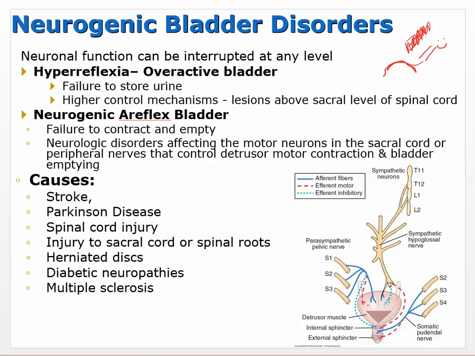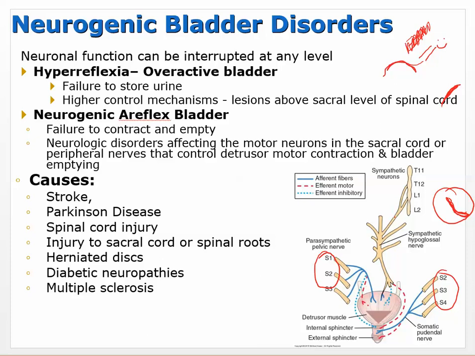If you think back, hopefully you remember, parasympathetic signals come from the brainstem and from the sacral area. These sacral neurons are the ones we're interested in because they tell your bladder, your detrusor muscle, to contract. Those are the parasympathetic signals. If there's damage to those, you're not going to be able to contract the bladder, not as easily.